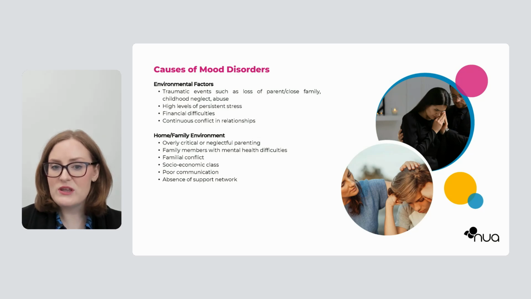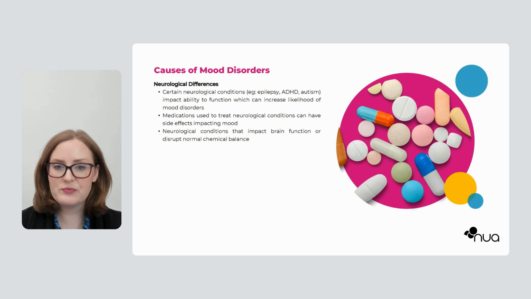Having a family member with a mental health difficulty can also increase the risk. Familial conflict can increase the risk of a mood disorder. Socioeconomic class or difficulties, poor communication, and the absence of a support network can also increase the risks.